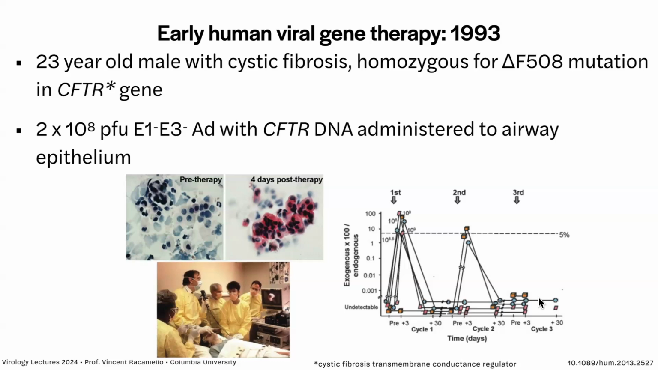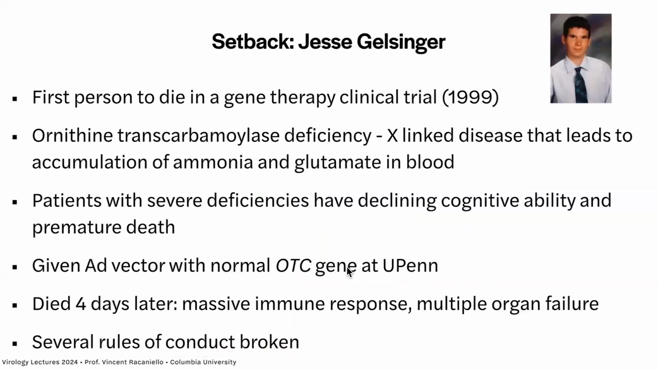The real issue with this trial is that it's an acute infection. It's over in 2 weeks. And that's not good enough to correct the defect. So you have to have more long-term approaches. Many clinical trials were done after that one, but in 1999, there was a serious setback. This is the first person to die in a gene therapy trial, a very well-publicized event. His name was Jesse Gelsinger.